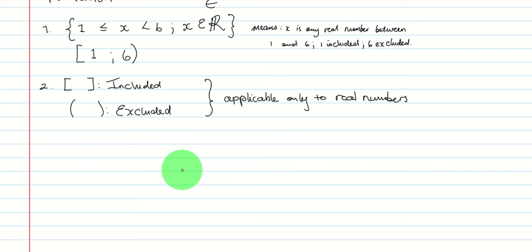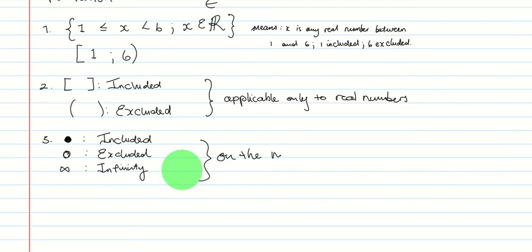Then we have also on the number line, to represent this on the number line, we need to identify. So we make use of a dot, but that dot needs to be colored in, and this will be our symbol for included. Then we have a dot that's not colored in, and this will be our symbol for excluded. And then we have the symbol of infinity, which is just an indication of infinity. And this is what we use on the number line.